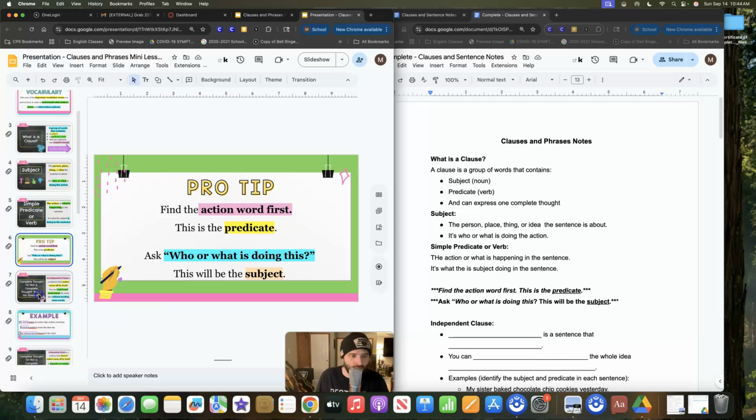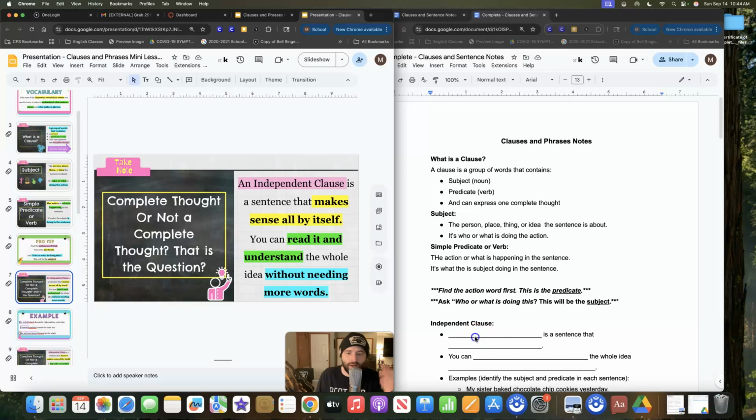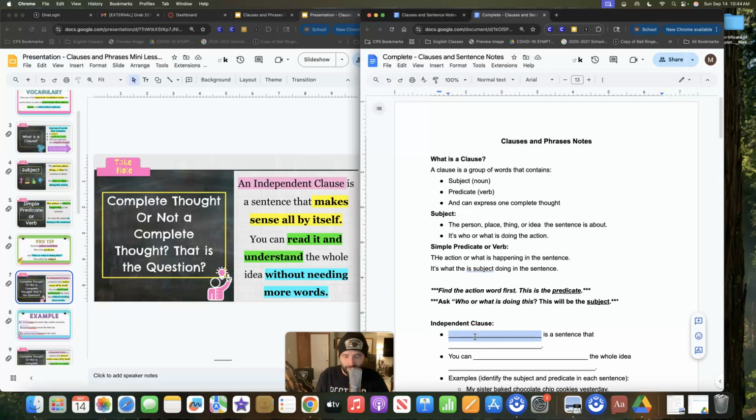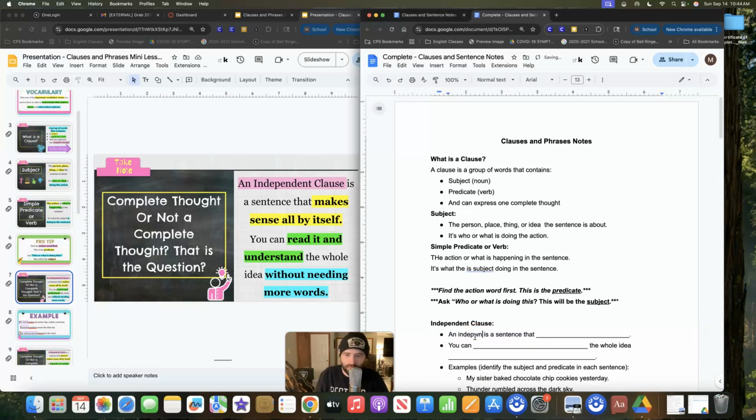Now, our two types of clauses. We have independent clauses. An independent clause, sorry everybody, is a clause that makes sense all on its own, all by itself. You can read it and understand the whole idea without needing any more words.